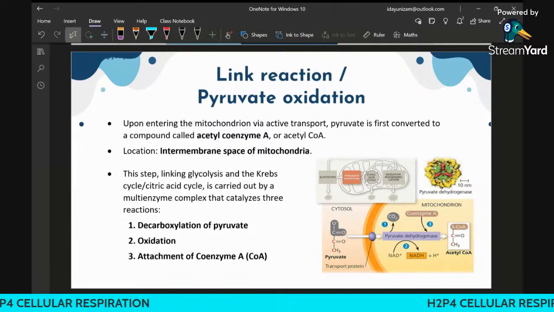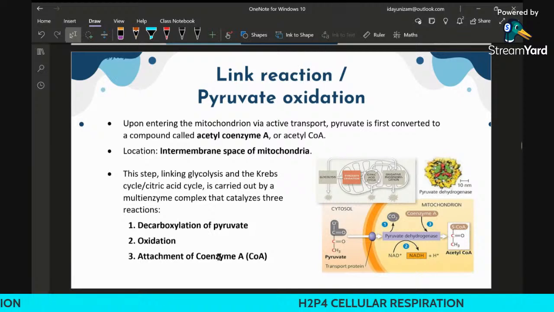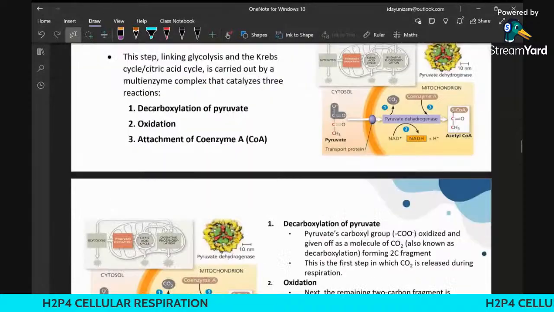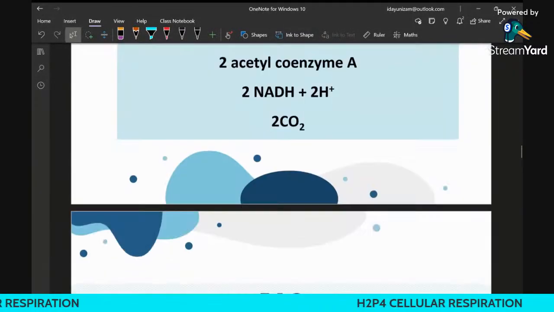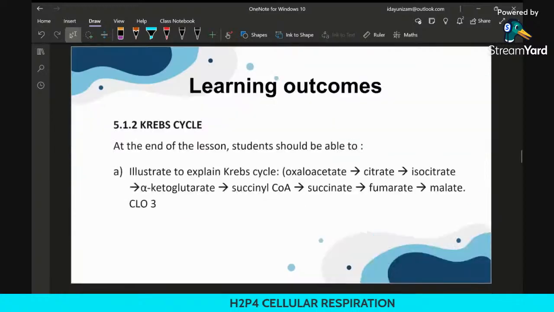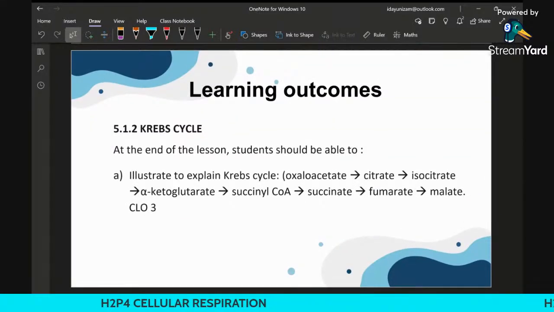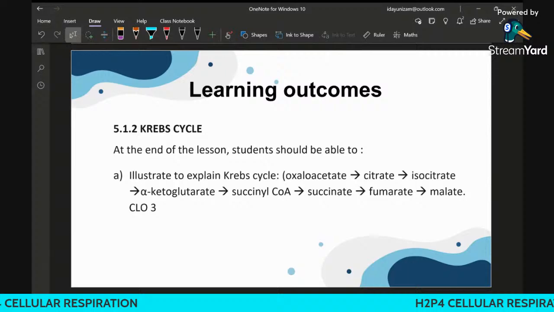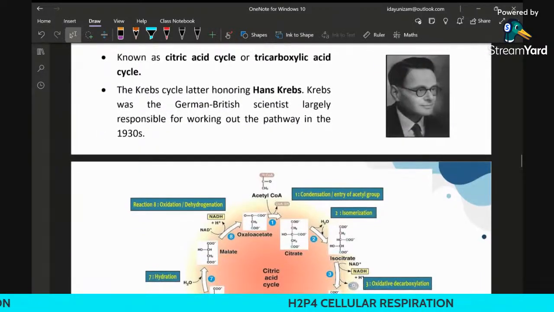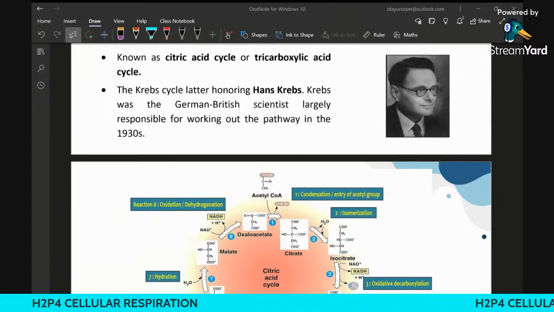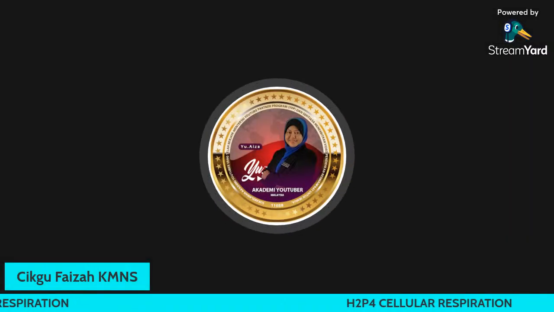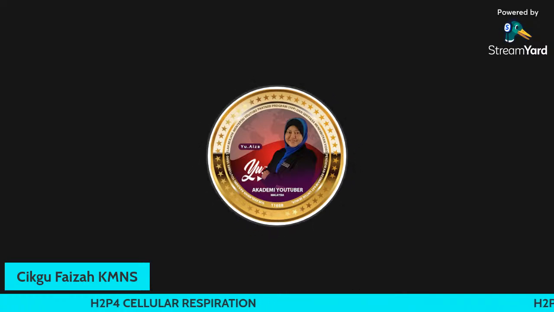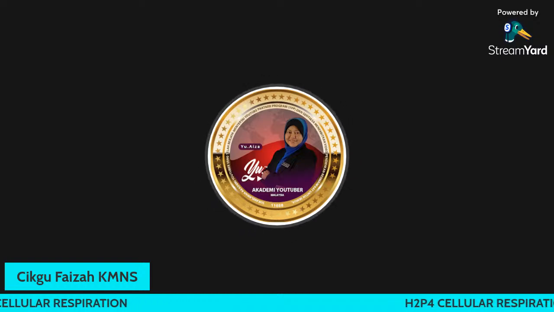And after we discuss that, teacher wants to continue with the link reaction, known as pyruvate oxidation, in the presence of oxygen, and after that we go on to the Krebs cycle. So that is your preparation this evening for tomorrow's lesson. Alright, I think that's all for today. All the best for your UPS this evening. Hoping you all can score, and make sure you choose the correct answers.